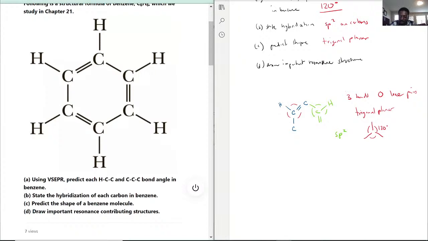Okay, so now draw important resonance structure. For this I'm actually going to draw the rest of it, so the whole benzene ring.